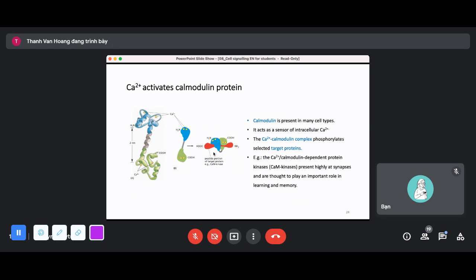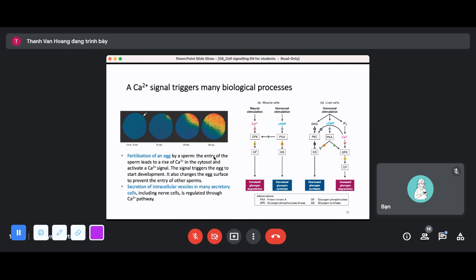For example, when we learn something and when we memorize stuff, the calcium-calmodulin complex is present highly at the synapse and is very important for our learning process. Another example of calcium signaling is shown here. You know that when an egg is fertilized by sperm, only one sperm can fertilize the egg. And do you know what is the mechanism for that?